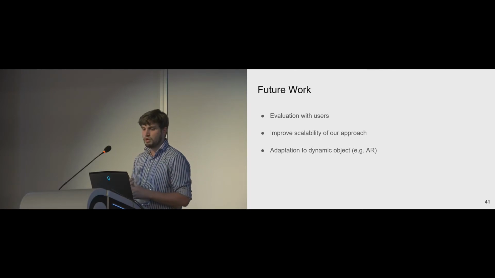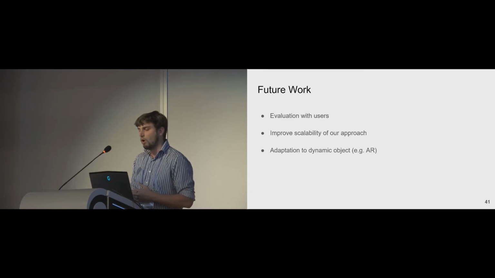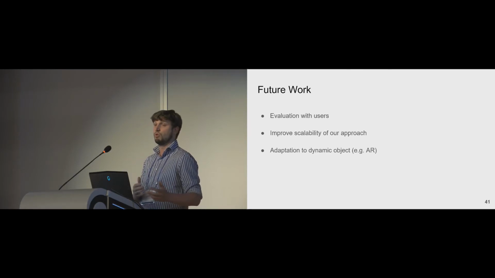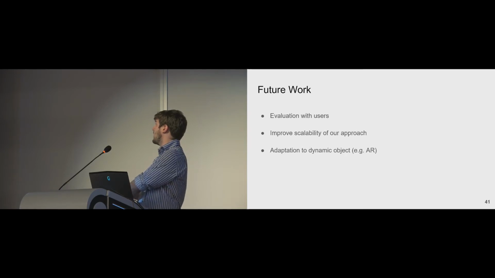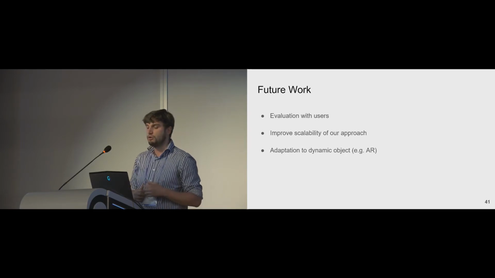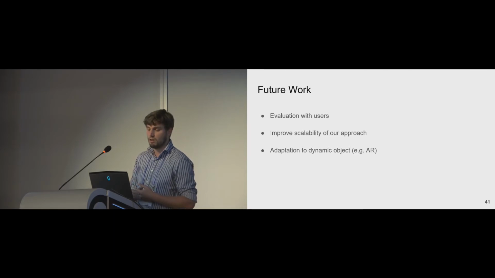We also would like to improve the scalability of our approach. So for now, we handle quite well around 100 links. But if you go further, it's going to get a bit laggy, and so it would impact the comfort of the user. And finally, we would like to see how we can include more dynamic objects in this link model, especially in augmented reality.